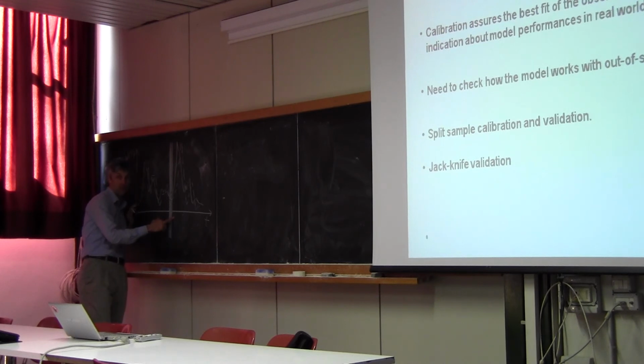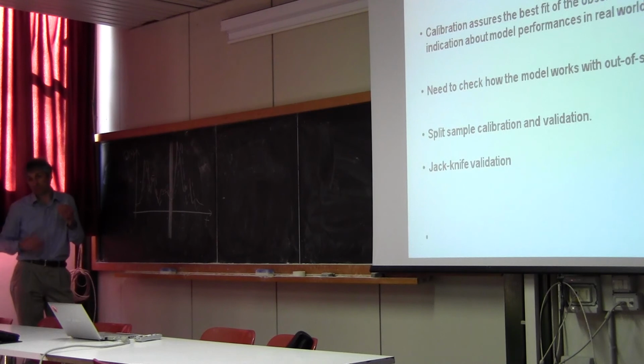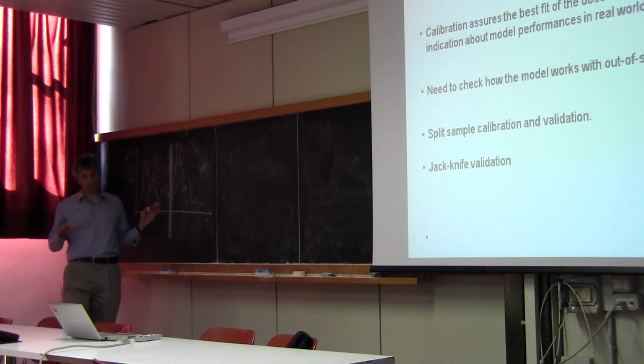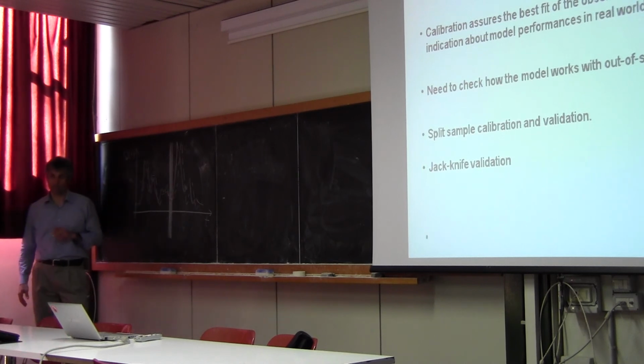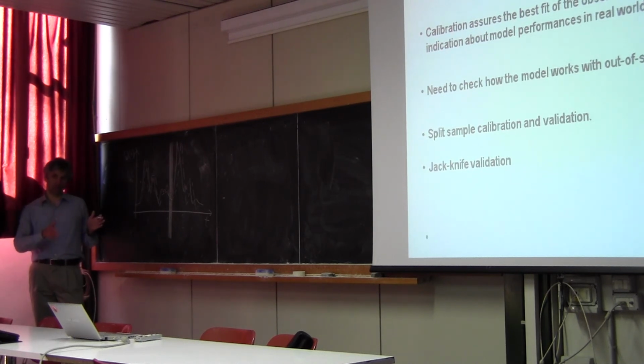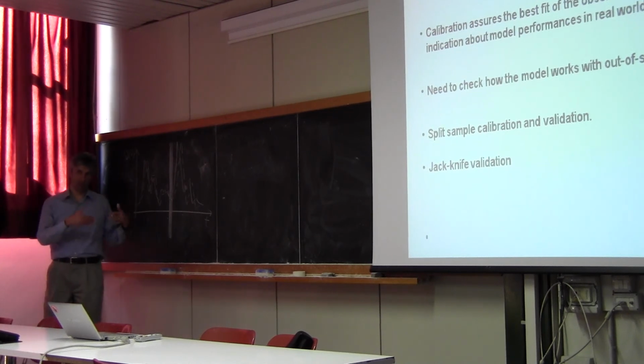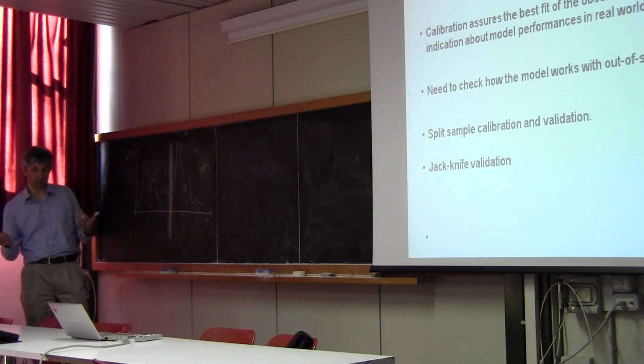Should decrease, not must, because if you are lucky, you can get a second part of the hydrograph which is particularly easy. Model performances could even improve. But usually when I get better performances in validation with respect to calibration, I get suspicious. I think maybe I made something wrong, because it's very, very unusual. Usually what you have to expect is a worsening of the performances. Anyway, this is called split sample validation, which means that you get your data, you split the sample, use the first part for calibration, and then the second part for verification or validation.